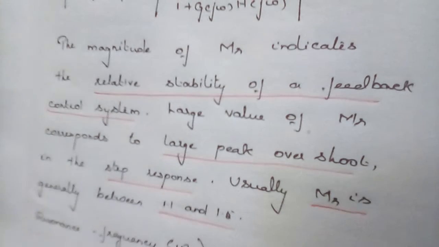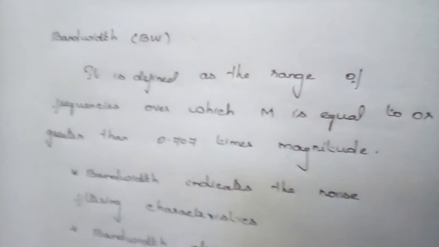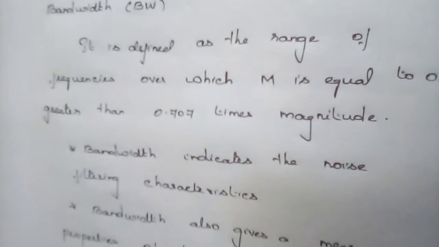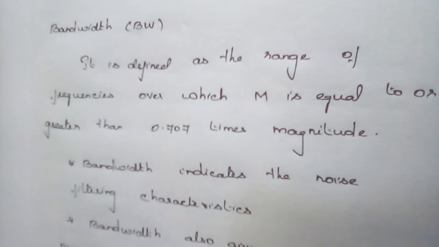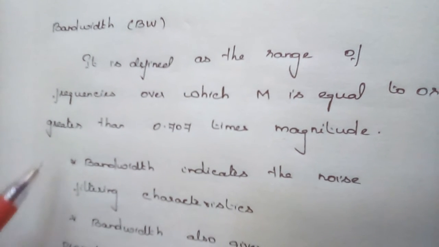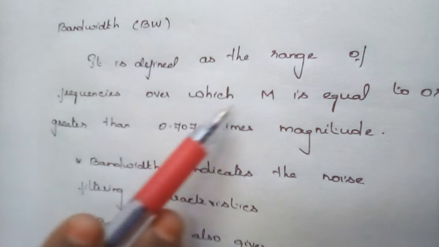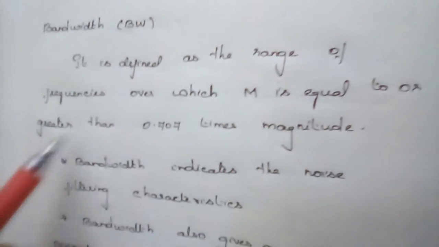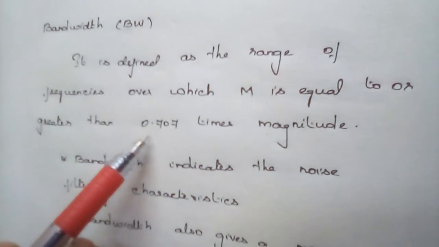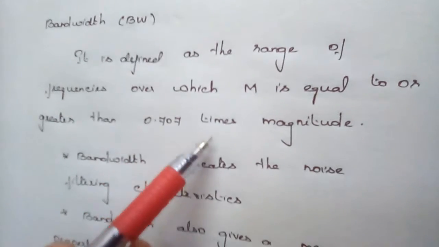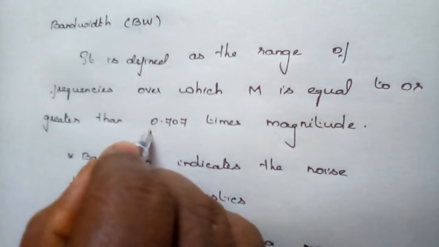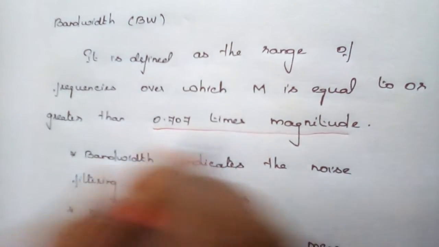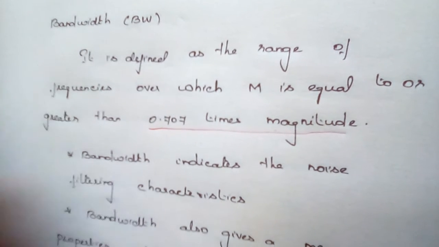And next we define the next term, that is nothing but bandwidth. The bandwidth is defined as the range of frequencies over which M is equal to or greater than 0.707 times of its magnitude. If it is so, such a term is known as the bandwidth. And this bandwidth has some characteristics.